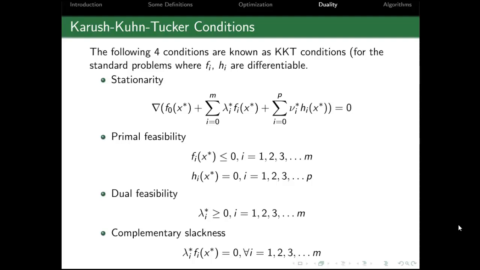So first, stationarity. Since we've already seen that at the optimal point L has a saddle point, the gradient at that point should be 0. That is trivial to see. Then primal feasibility and dual feasibility should hold. That is also obvious. And then we've seen complementary slackness, as you've seen previously, will also be valid at this point.